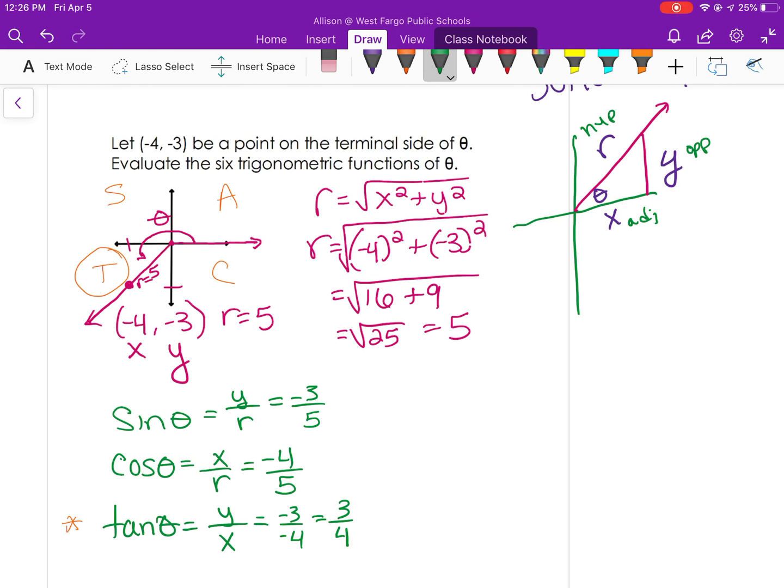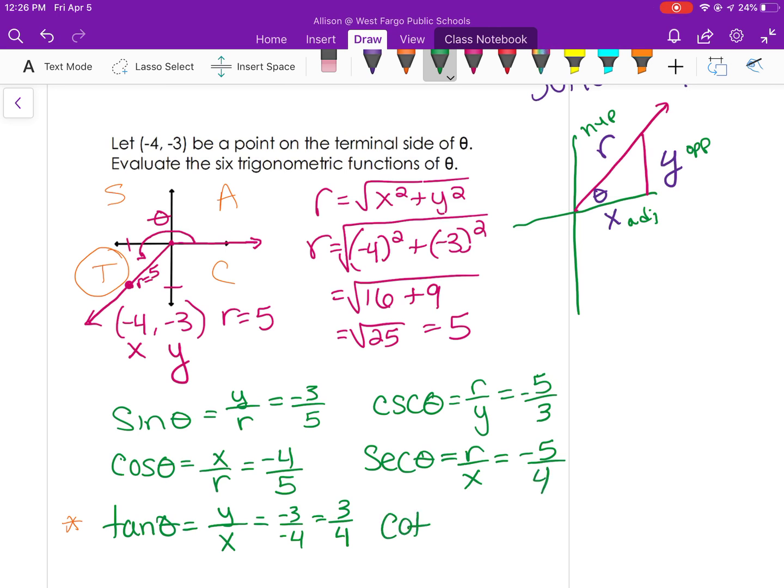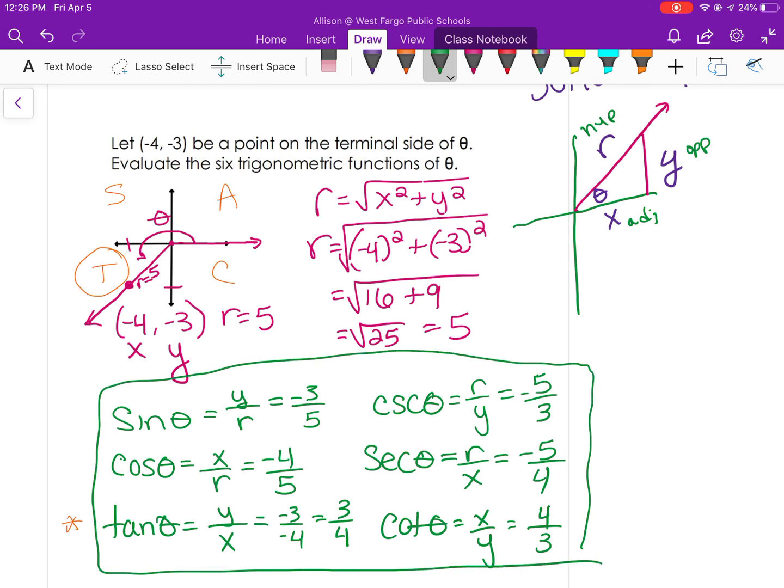The reciprocal ones are cosecant of theta, the reciprocal of sine, so it'll be -5/3. Secant is the reciprocal of cosine, so r over x, which will be -5/4. And cotangent of theta will be x over y, which is going to be +4/3. So only cotangent and tangent are positive there. And that is my 6 trig functions of that angle that ends at the point -4, -3.